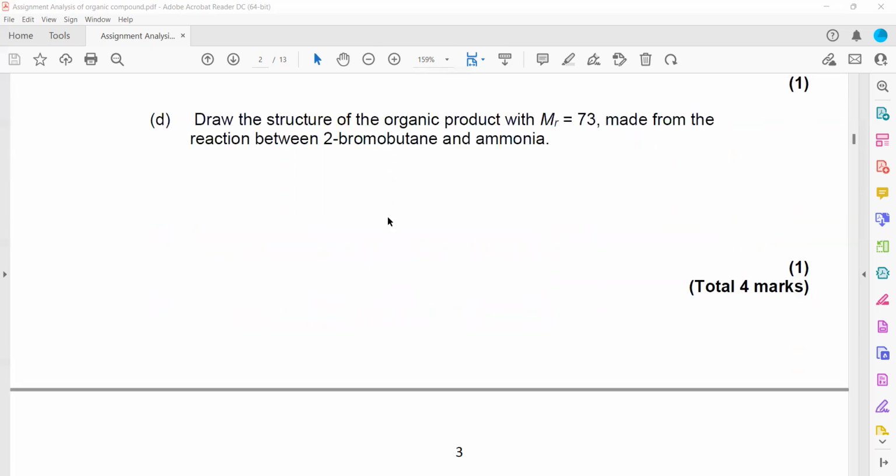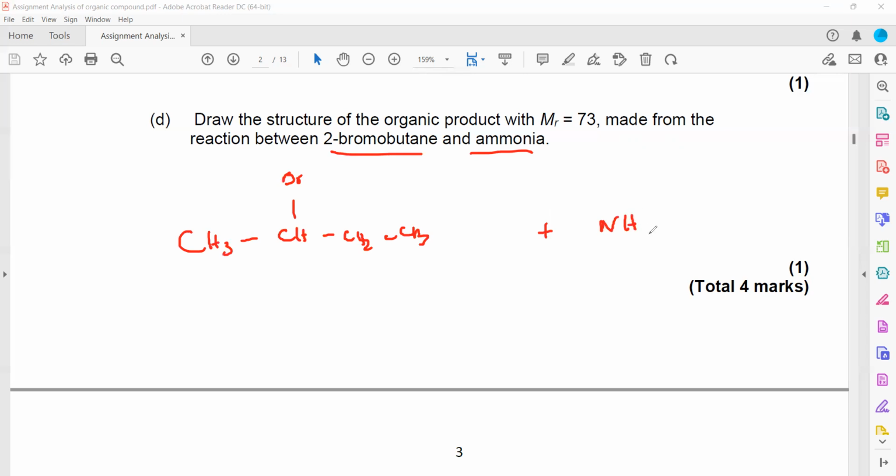In question 4, draw the structure of the organic product with a relative molecular mass of 73 made by the reaction between 2-bromobutane and ammonia. So if we have 2-bromobutane, with bromine on the second position: CH3, CHBr, CH2, CH3. It is reacted with ammonia, which is NH3.